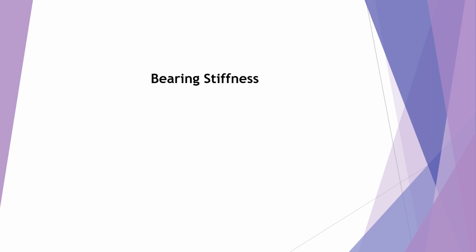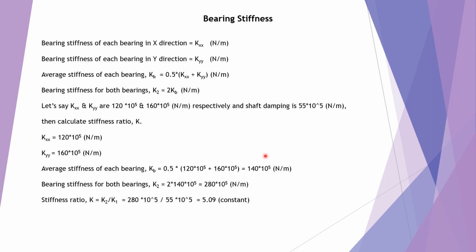Now let us understand about the bearing stiffness. What is the bearing stiffness at each bearing in the x direction? Let's say kxx in Newton per meter. Bearing stiffness in each bearing in the y direction, kyy in Newton per meter. So the average stiffness at each bearing kb is written as 0.5 of kxx plus kyy. So the bearing stiffness at both bearings is 2 times kb, that is, the average into 2.